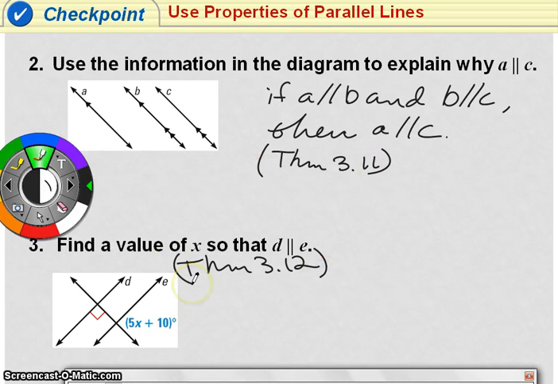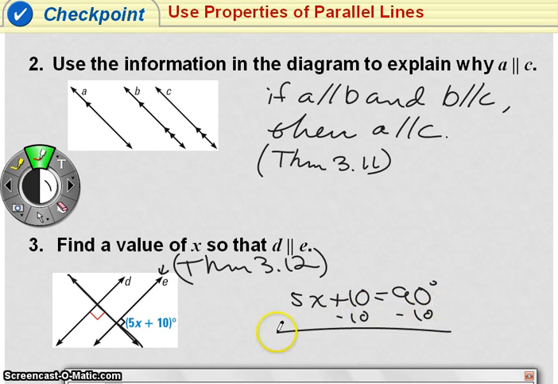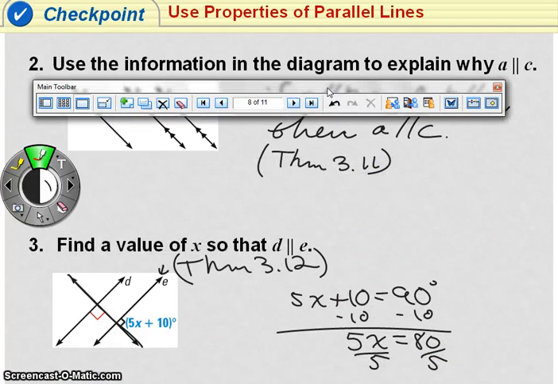Okay. So we actually need to find the value of x in number 3. So that would mean that we need E right here to be perpendicular to this transversal. So we would need a right angle. So we'll set it as 15x plus, oh, I'm sorry, that's a 5x. That's a parenthesis in front of it. So 5x plus 10 equals 90 degrees. And now solve. Subtract and divide. So 80 divided by 5 is going to be 16.